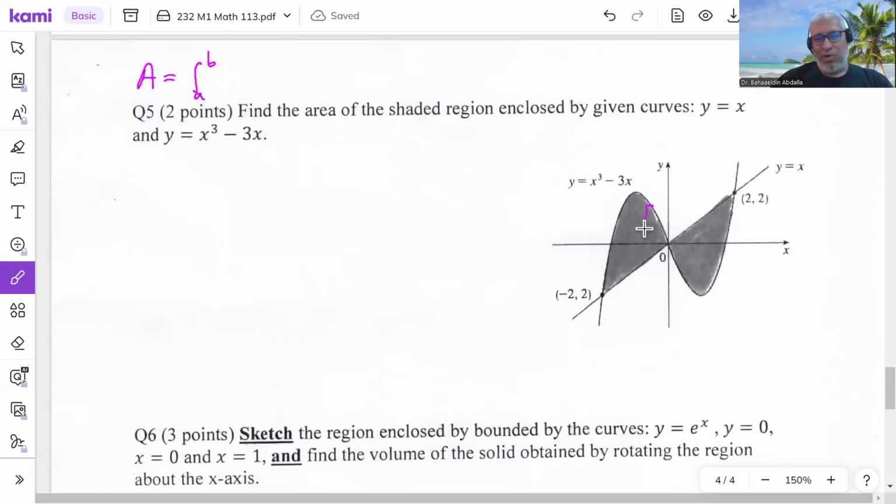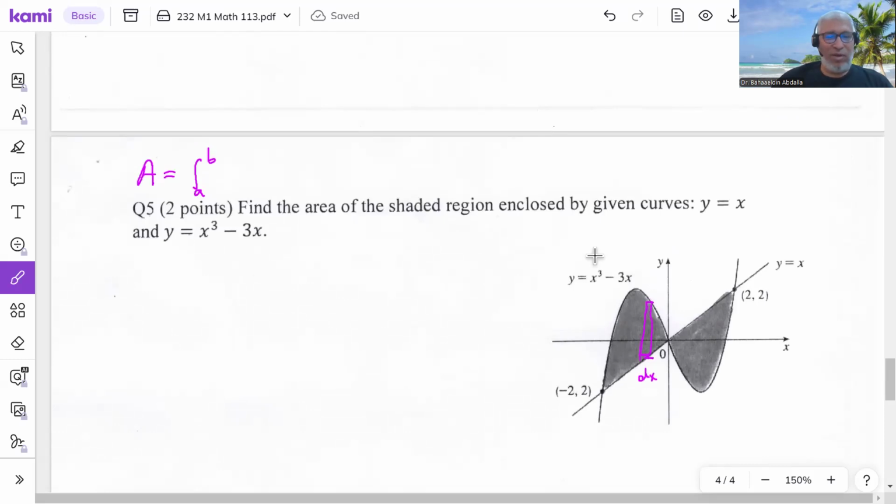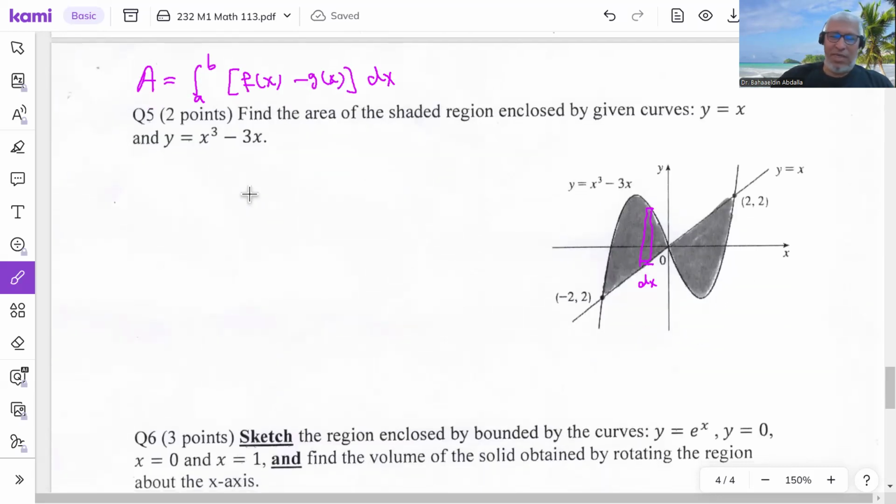Well, I'll use this rectangle, because I have this function, which is x cubed minus 3x, always above the line. So I'll use a vertical rectangle. When I use a vertical rectangle, the width of the vertical rectangle is dx. So I need the formula for dx. So integral of a to b, the height is f of x minus g of x times the width, which is dx. So it's a rectangle, and that's the height, and that's the width.